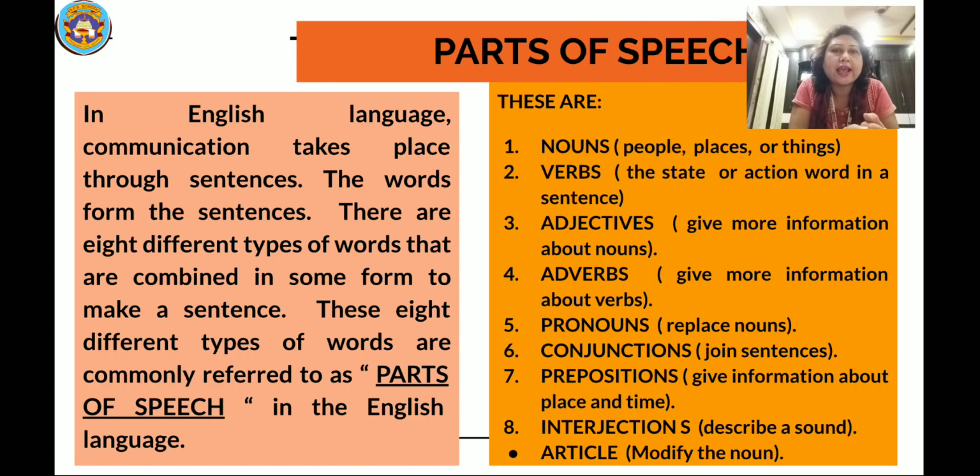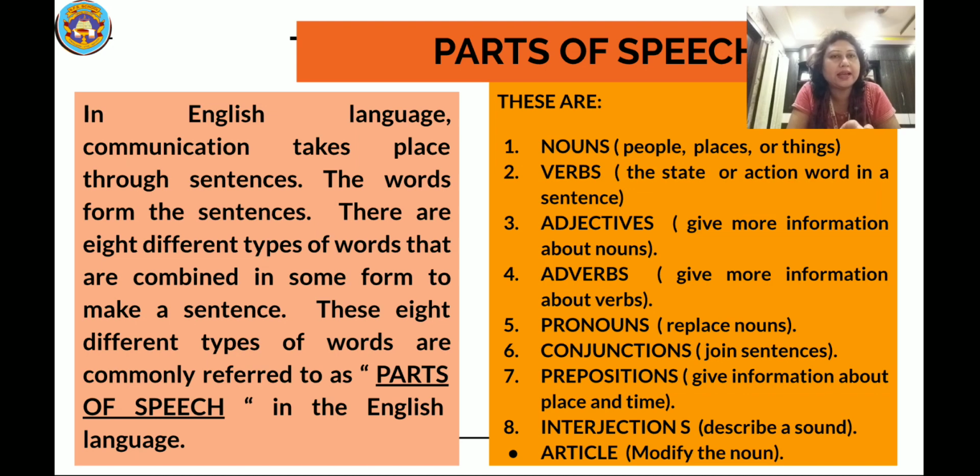In the English language, communication takes place through sentences. We all know that in English, communication always happens by means of sentences. We speak verbally or we write. The words form the sentence, and there are 8 different types of words that are combined to make a sentence, and these 8 types of words are commonly referred to as parts of speech in the English language.